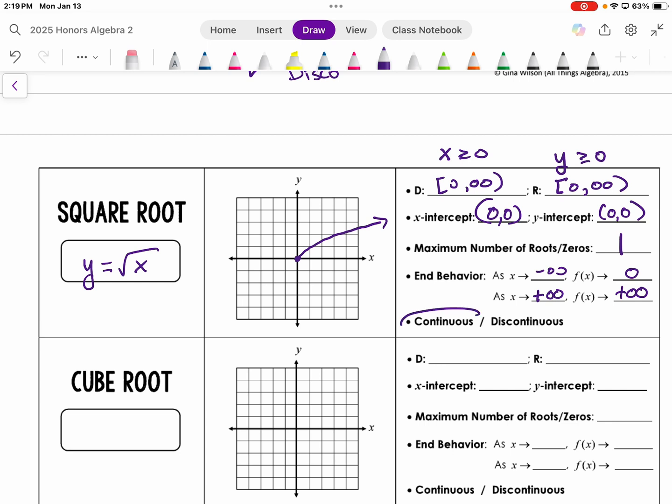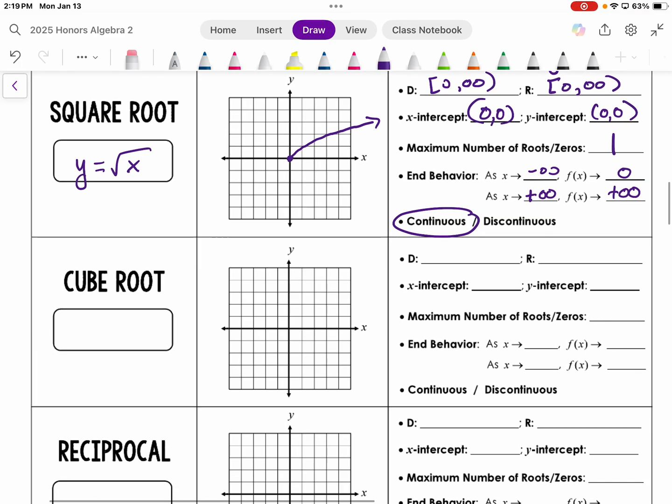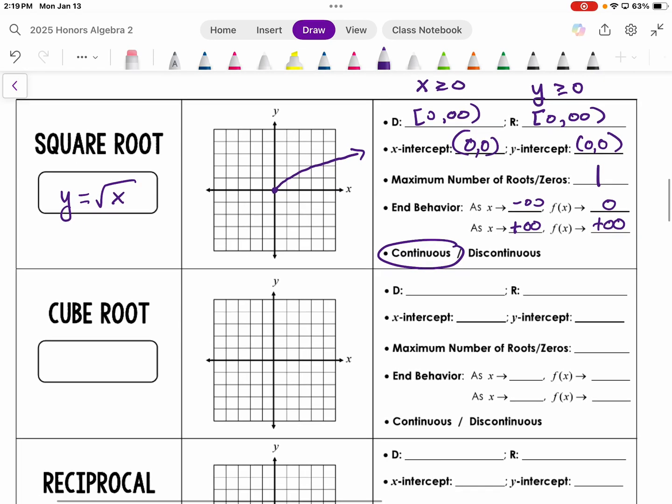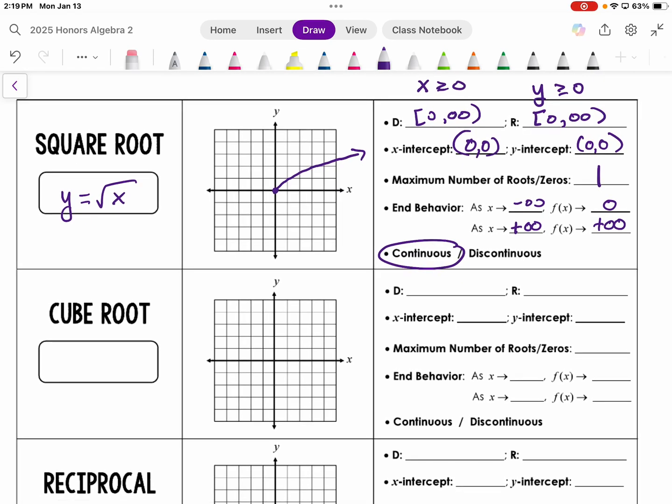It is technically a continuous function, because once we started drawing, we didn't have to stop, pick up, and move somewhere else. Okay? That's why it's classified as continuous: once you start drawing, you don't have to stop and pick up and start somewhere else. I'll leave that corner there for you. That way you can grab those little things.